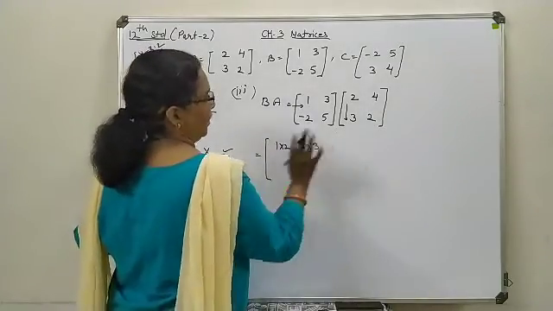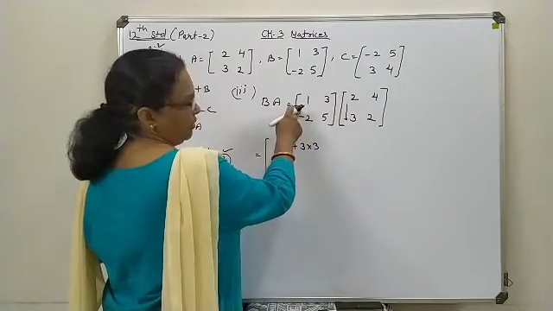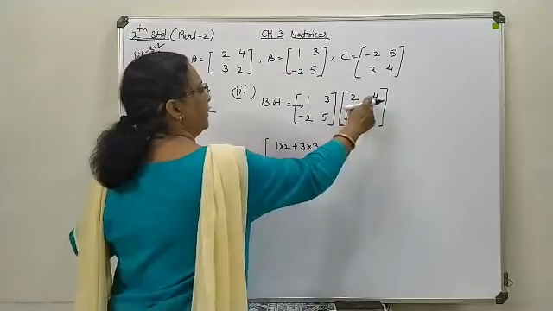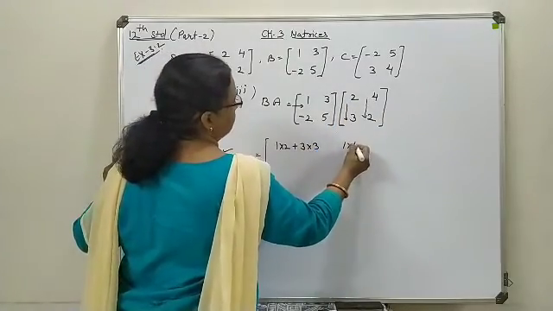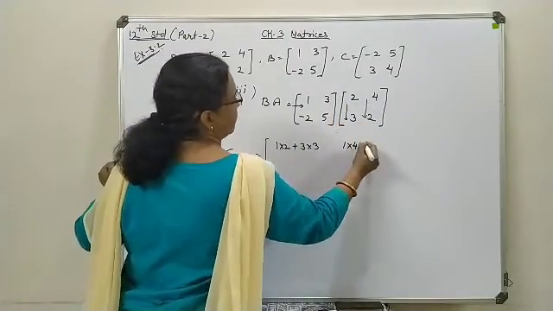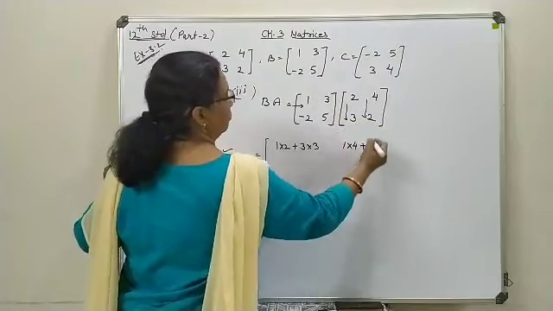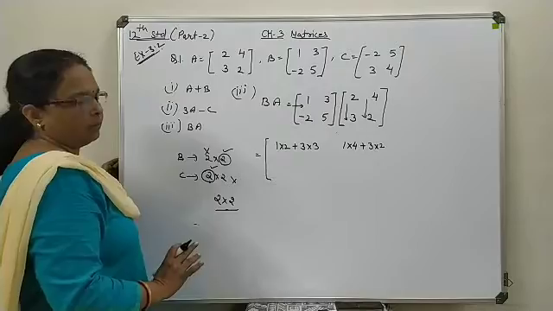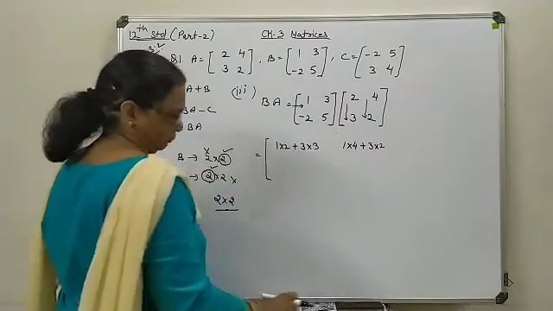Now move to the second position. Be at the first row only. Go for this second column product. So 1 multiplied with 4 plus 3 multiplied with 2. This row is complete. Now move to the second row.